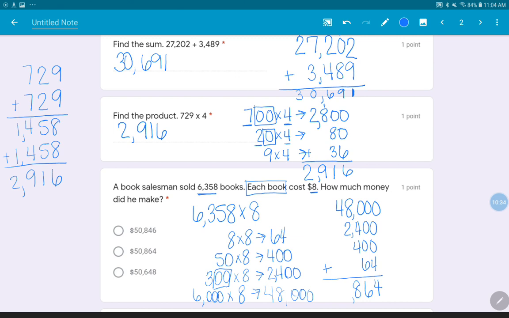If I move to the thousands, I have 8 plus 2, which is 10. So I'll write down the 0. Regroup the 1 to the 10,000s. 1 plus 4 is 5. So the book salesman made $50,864. Middle choice is correct. All right.